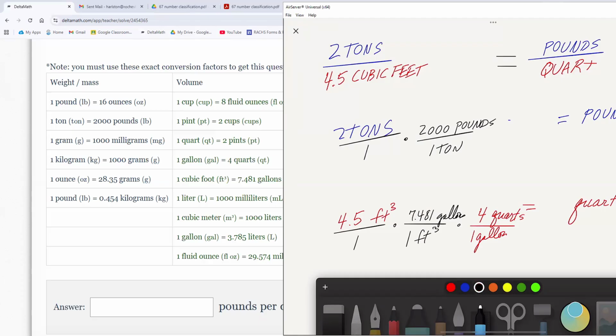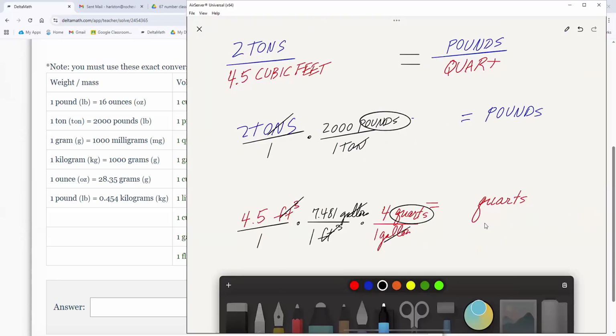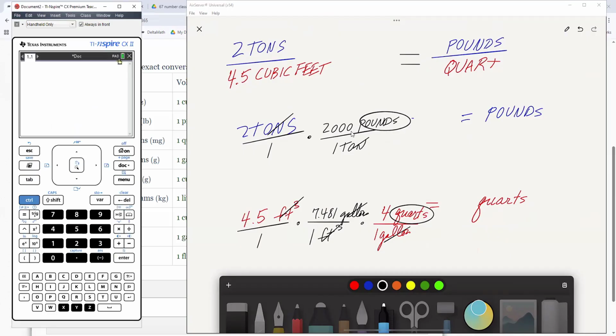Now, just to show you that this is a good conversion: cubic feet on the top, cubic feet on the bottom, gallons on the top, gallons on the bottom, we're left with quarts. Same thing here, tons on the top, ton on the bottom, we're left with pounds. So now all we need to do is do these calculations using the calculator. Once we get these 2 conversions, we're going to divide the pounds by the quarts, and that's going to give us our answer. It's going to be 2 times 2,000 divided by 1. That's an easy one, I don't need the calculator. That's just 4,000 pounds because 2 times 2,000 is 4,000.